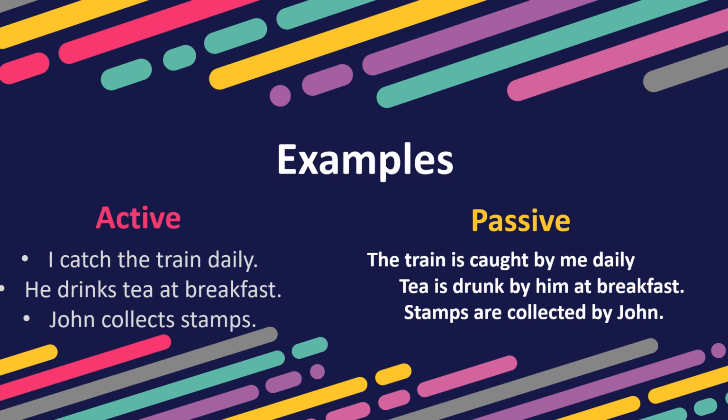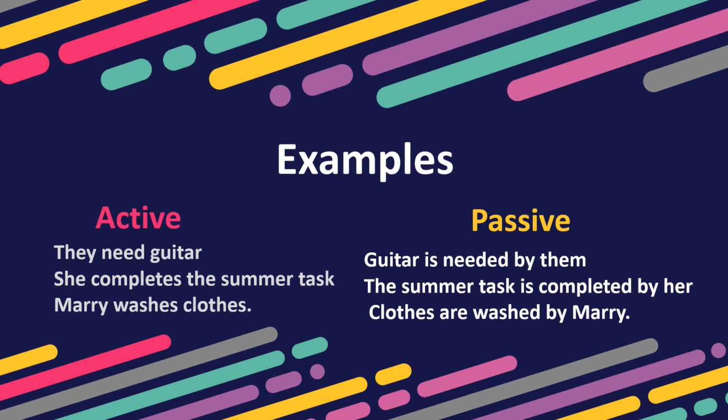He drinks tea at breakfast. Tea is drunk by him at breakfast. John collects stamps. Stamps are collected by John. Let's move to more examples. They need a guitar. A guitar is needed by them. She completes the summer task. The summer task is completed by her. Mary washes clothes. Clothes are washed by Mary.